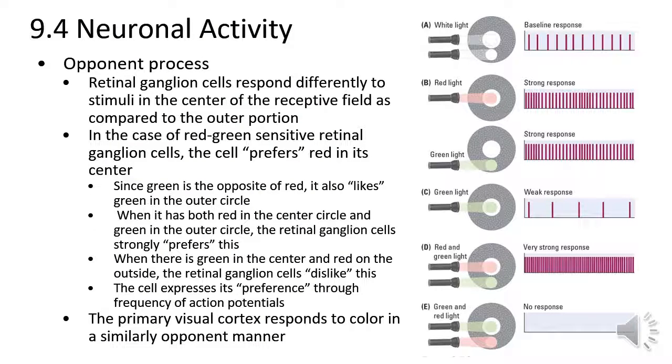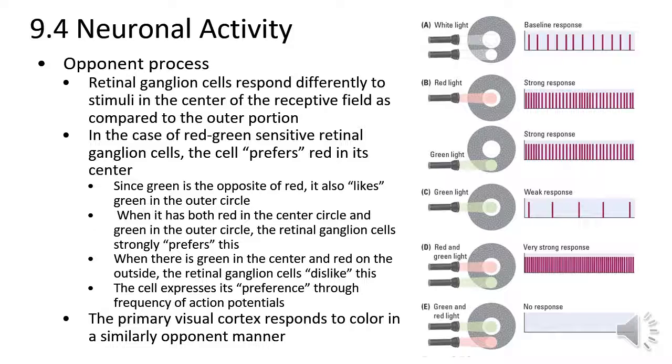Okay, so back to the opponent processes theory. Retinal ganglion cells respond differently to stimuli in the center of the receptive field as compared to the outer portion, and it's actually quite an opposite reaction that they have in the center versus the outer portion. Their baseline response is this intermittent firing, and this is a response to white light.